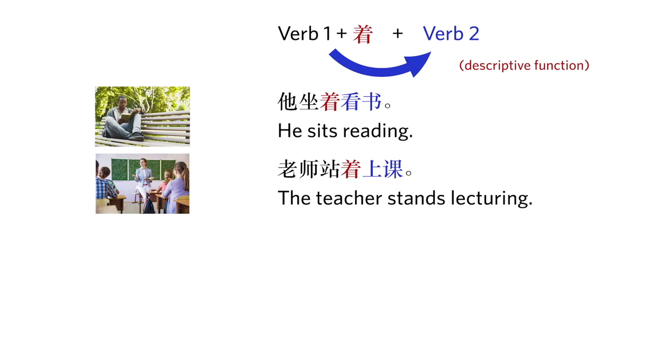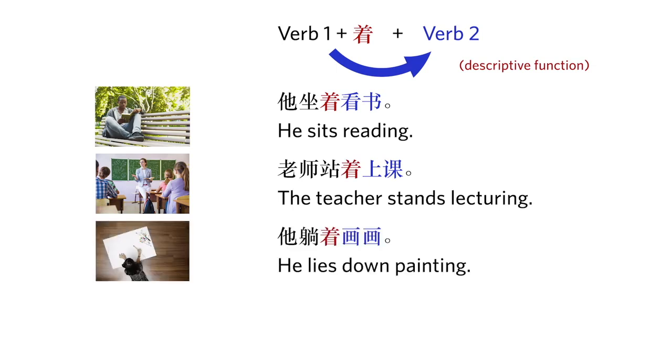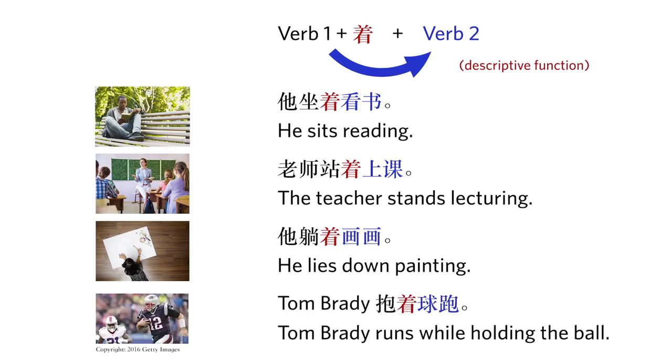More examples. 他躺着画画 He lies down painting. Tom Brady 抱着球跑 Tom Brady runs while holding the ball.